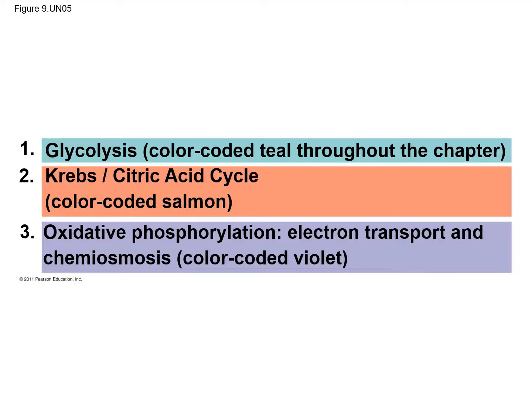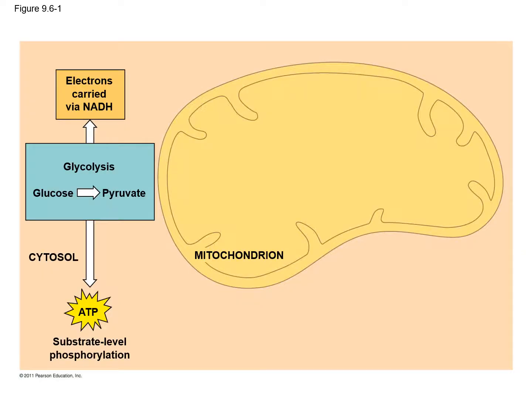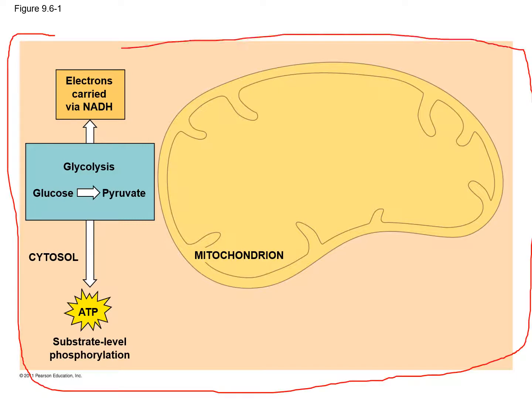So the book does a number of things to help try to keep these straight. They'll show glycolysis in that kind of teal color. They'll show Krebs in the citric acid cycle in the salmon color, and then oxidative phosphorylation in that violet color. All right, so right now in this figure, we're looking at the cell. So we'll imagine that this is our cell with a teeny tiny nucleus over here. So in the cytoplasm of the cell, the process of glycolysis takes place.